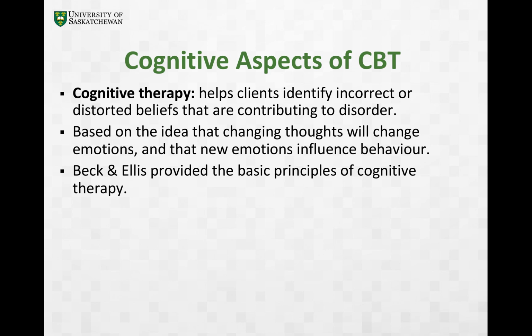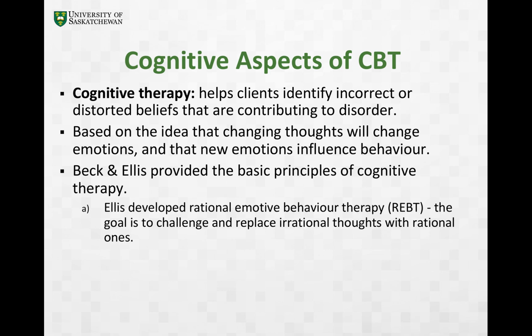Now, two influential names in cognitive therapy are Aaron Beck, who just recently passed away at the ripe age of 100, as well as Albert Ellis. And both of these guys provided the basic principles for cognitive therapy. So, Albert Ellis developed rational emotive behavior therapy, or REBT. And the goal there is that we want to challenge and replace irrational thoughts with more rational ones.